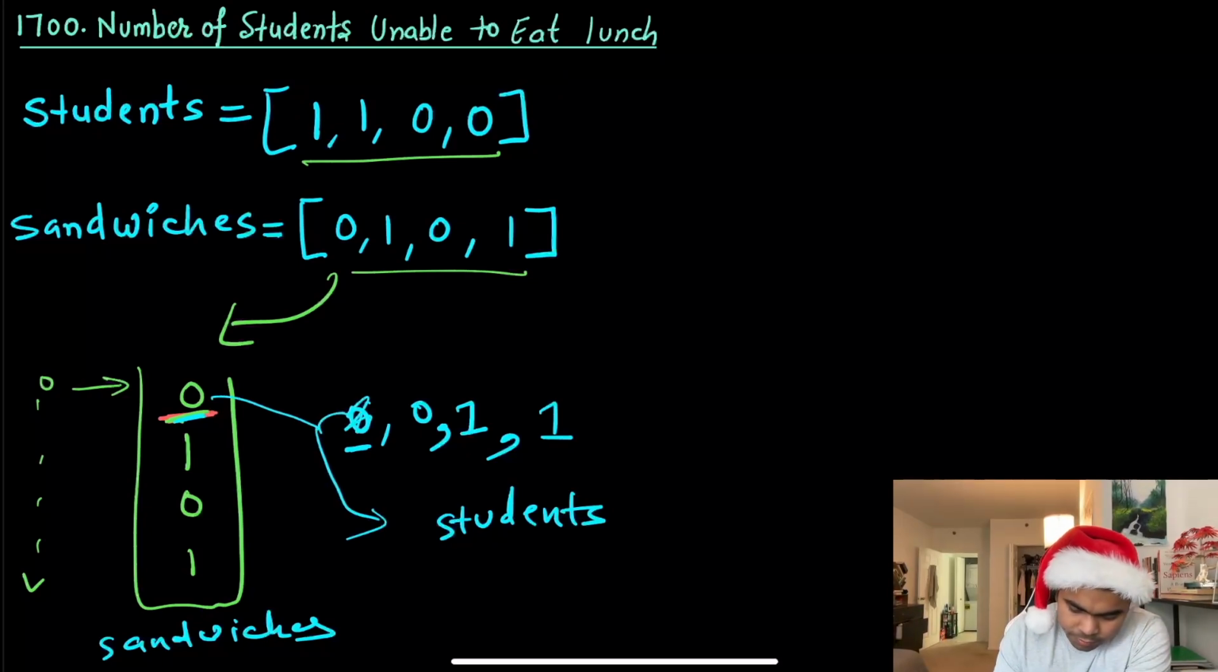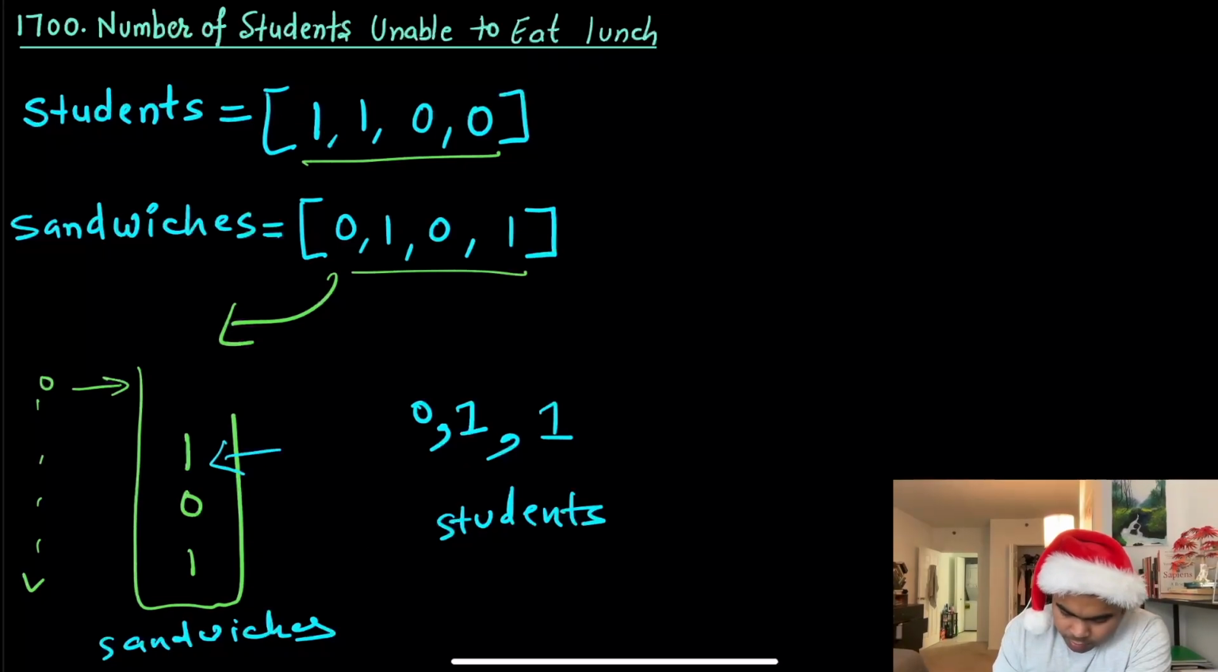They will leave the queue. Okay, I'm just going to delete both of these guys. So I will delete this sandwich. This sandwich is gone. The guy in the front has taken it. Now the top of the stack is 1. The front of the queue is 0.